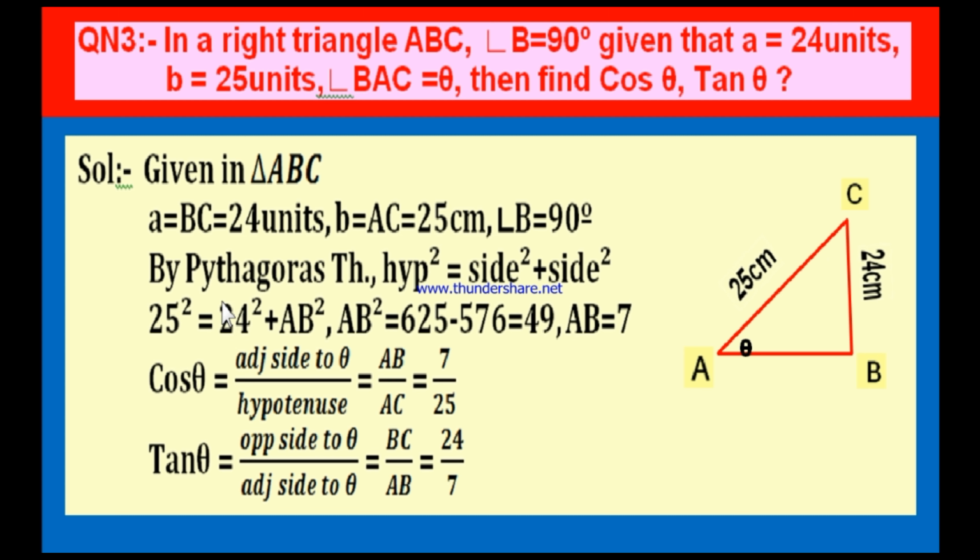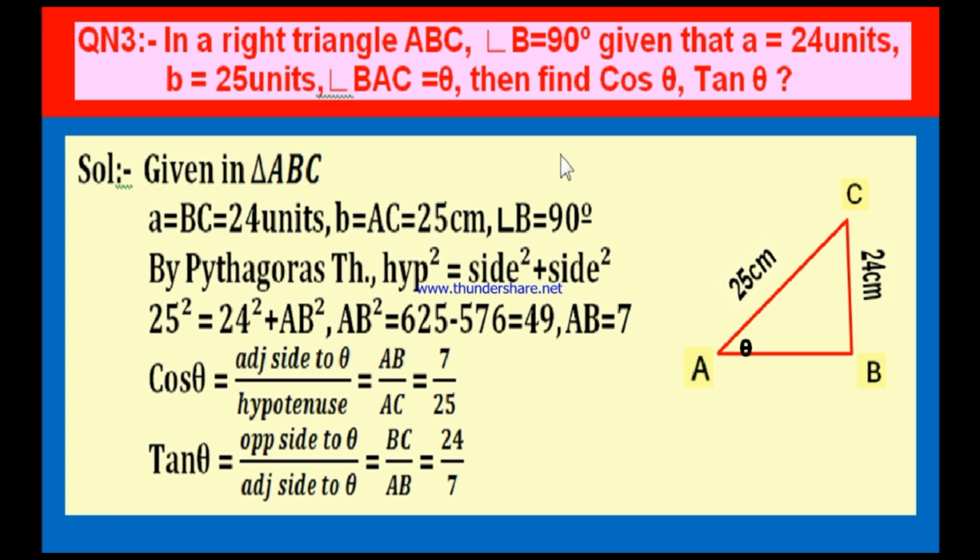Or AB square is equal to 25 square, 625, plus 24 square on the other side, minus 24 square. 24 square is 576. 625 minus 576 is 49, and AB is equal to root over 49, which is equal to 7 units. So we got all the three sides of this right triangle.